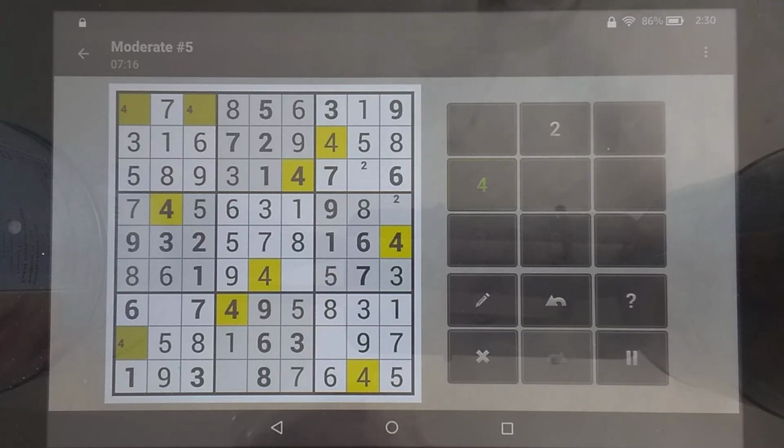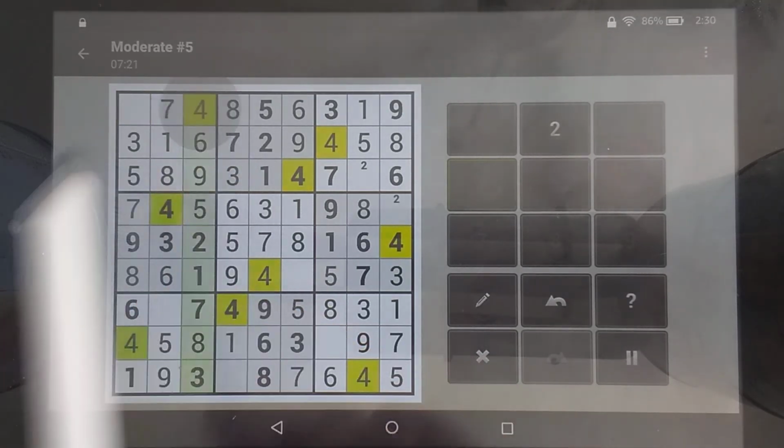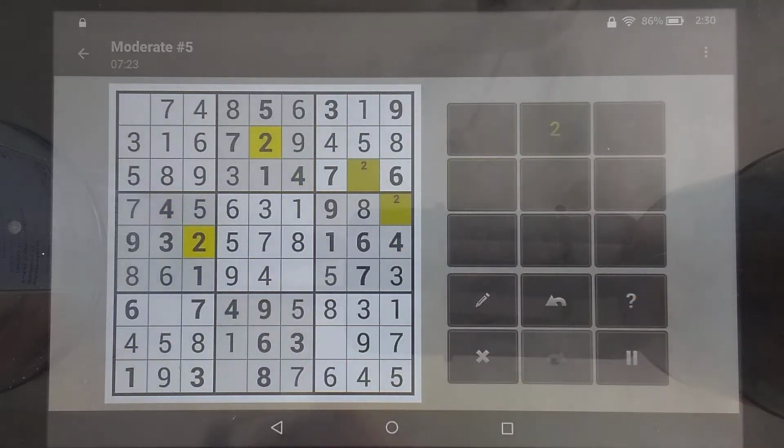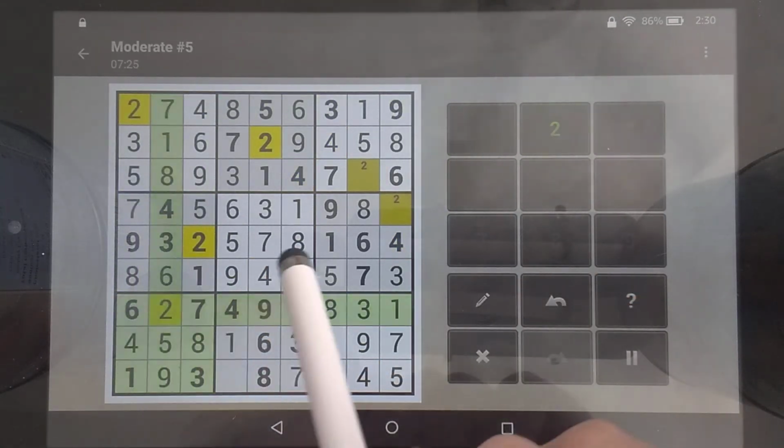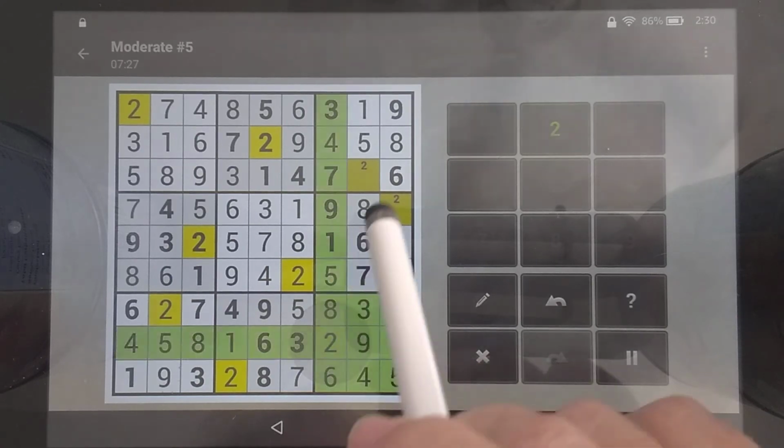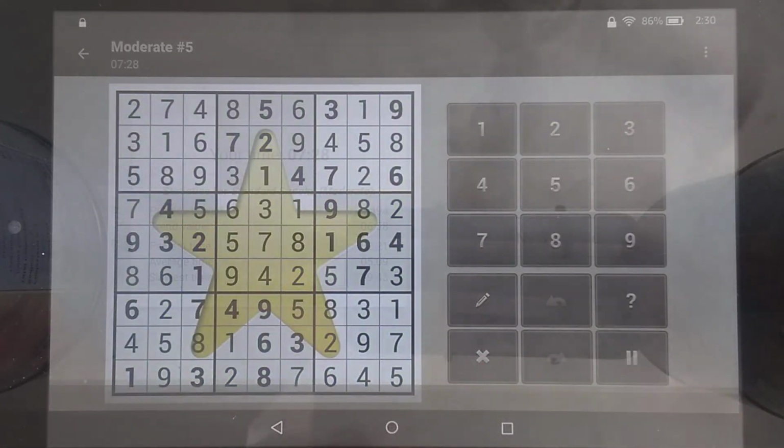So let's look at the 4s. This 4 is all by itself. This 4 is now by itself. And the 2s fill in all the boxes we have not yet filled. And there it is.